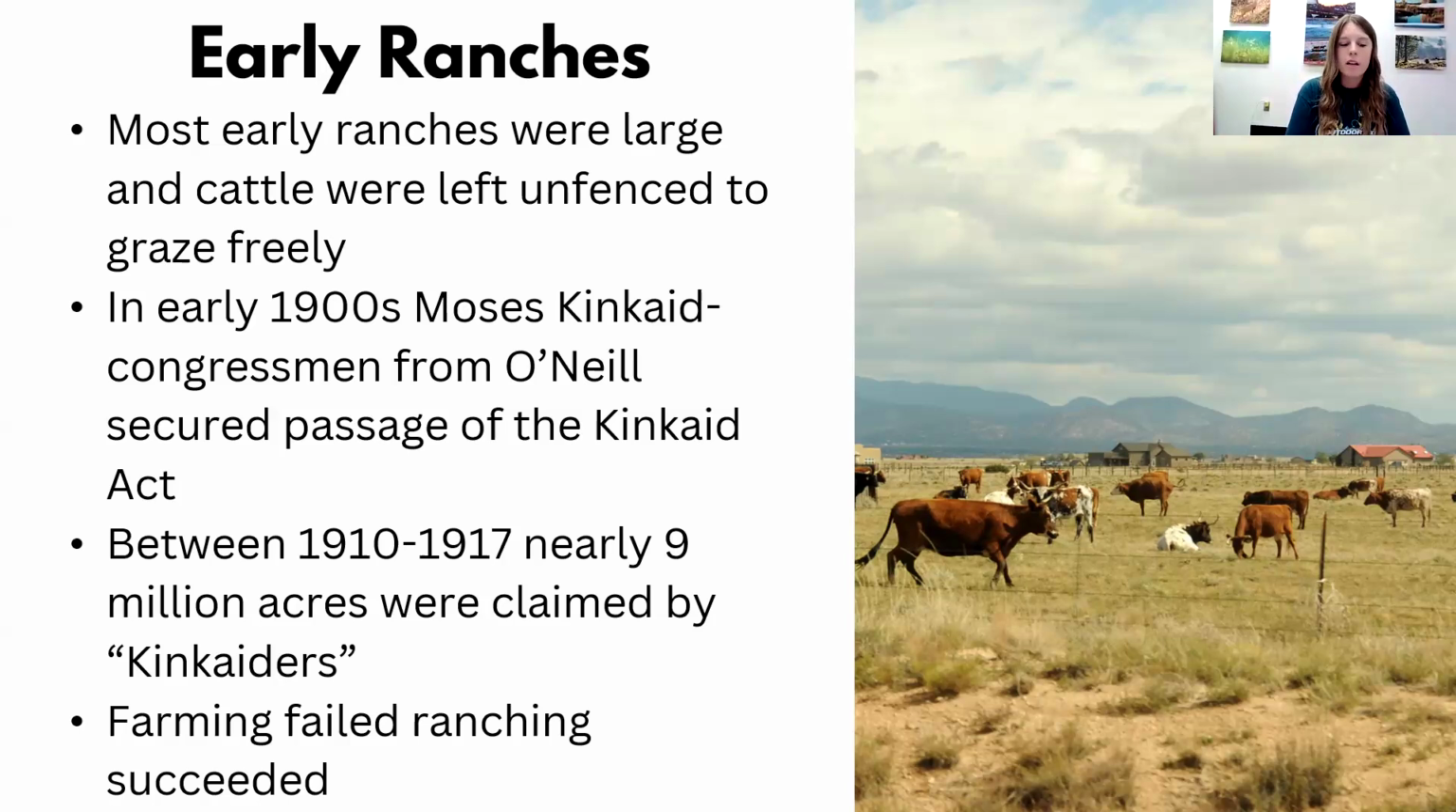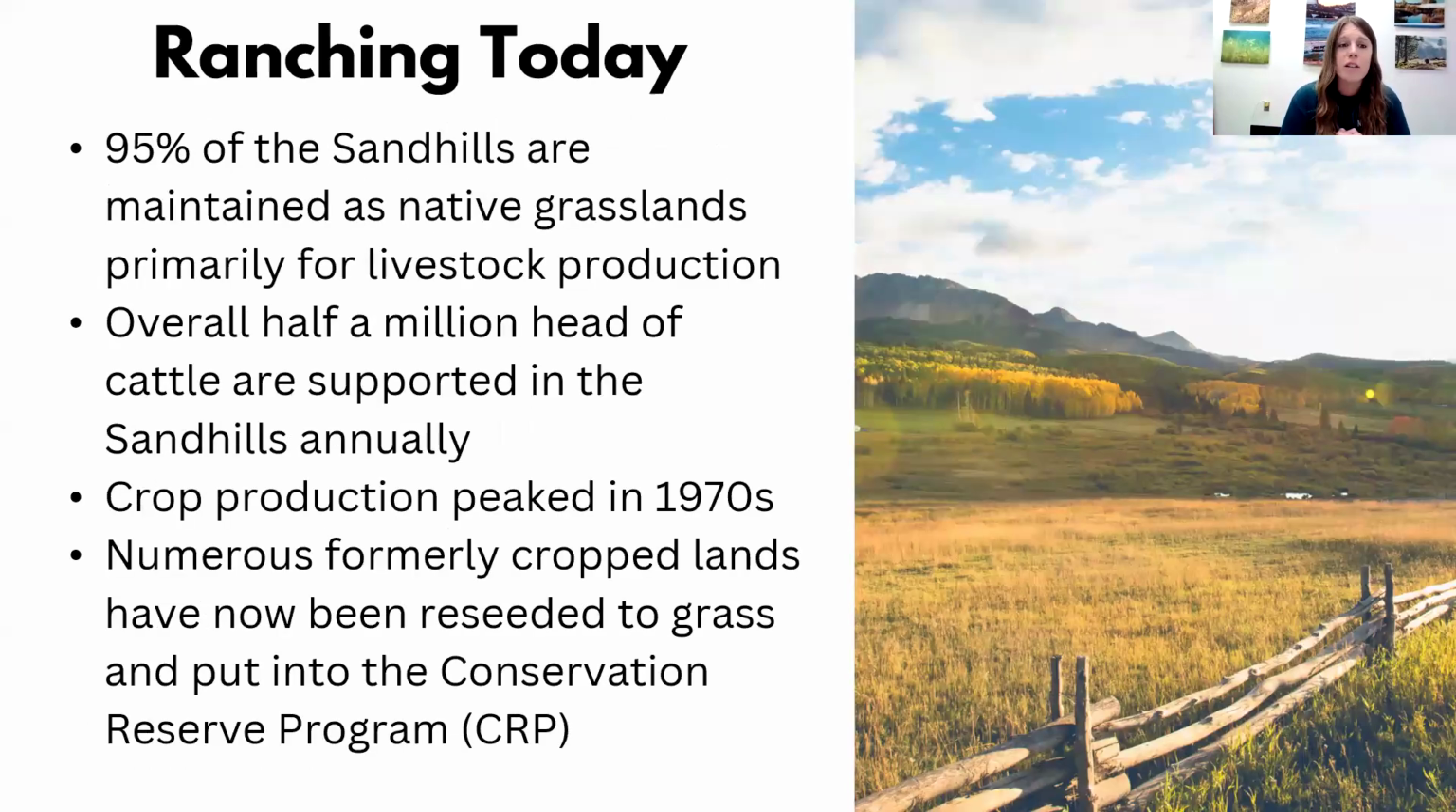And then in the 1930s, ranches kind of discovered this idea of switching to rotational grazing systems because farming was failing and ranching was succeeding. So with all those ranches, they knew that they couldn't keep this practice up for so long. So they started this rotational grazing system in the Sandhills. What does ranching look like today?